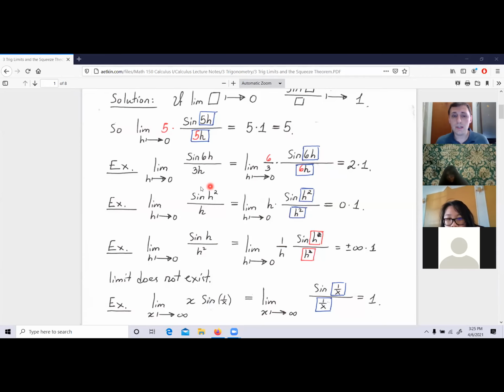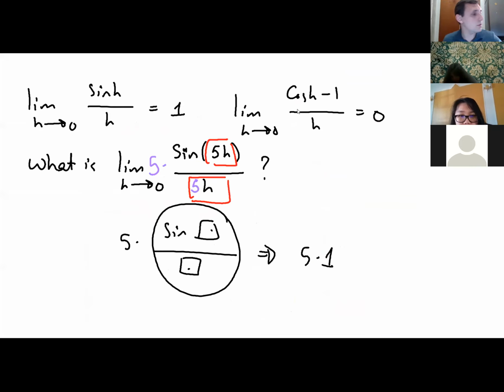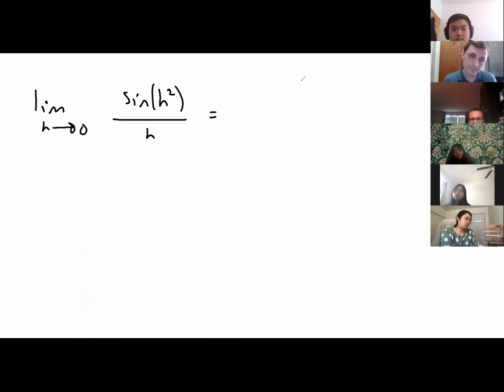Good. Sine of h squared. Let's see if you understand that. Tell me, guys, what is the limit as h goes to 0 of sine of h squared divided by h? What is that limit? It's sine of h squared over h, guys. Tell me what's the limit. h is going to 0.